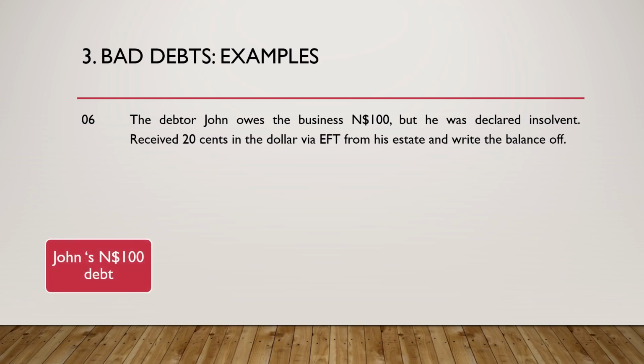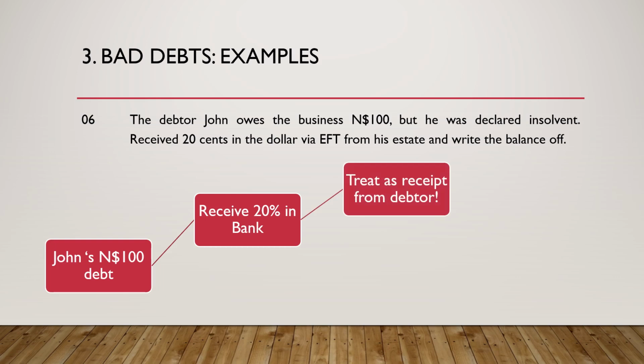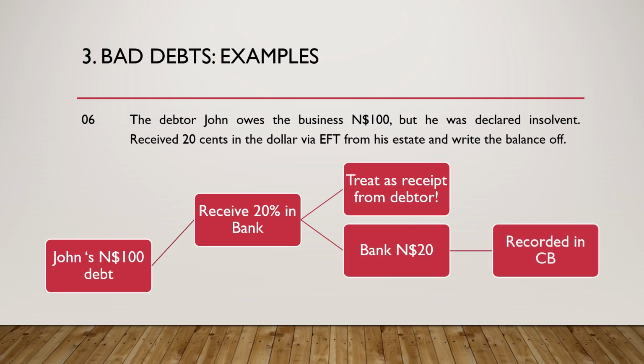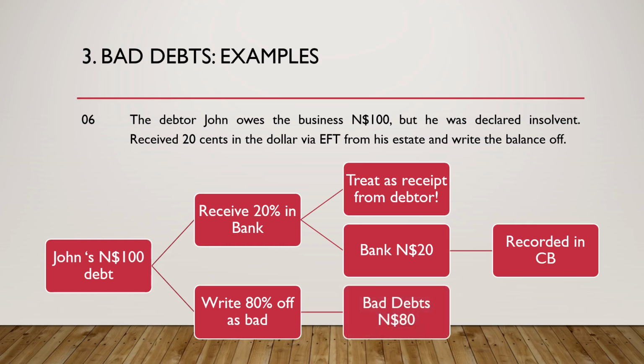So John's debt, $100 million, splits. First part, 20% that was received in bank. This is treated as a normal receipt from a debtor. 20% of $100 million is $20 million that is received in bank. That is recorded in your cash book. The other transaction is the 80% that's left after 20 cents in the dollar was received. That's 80% of the debt that should be written off as bad. That is $80 million bad debts, and this is recorded in the general journal.